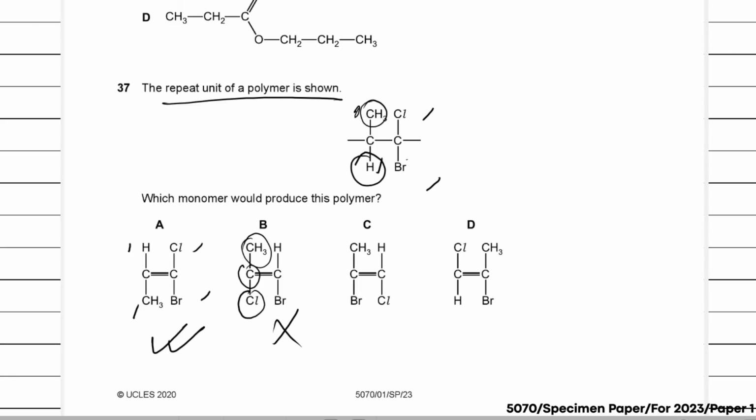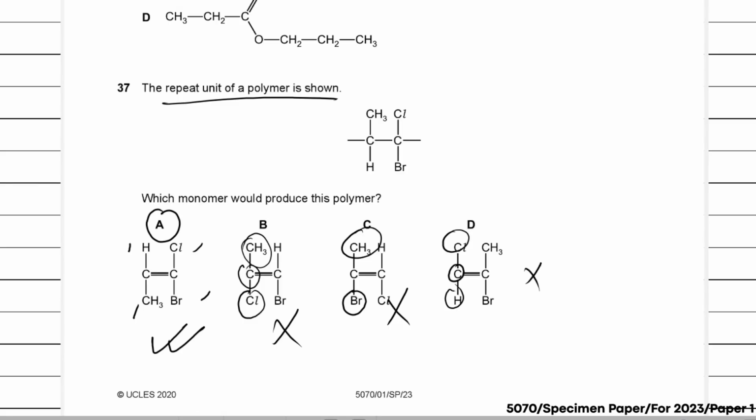For the following one, we've got a bromine group and we've got a bromine group, but we have a chlorine here, but we've got a carbon group over here. So this is also not the answer. Moving on, we've got a carbon and we've got hydrogen, but over here we have got a carbon group, but we have a chlorine group. This is definitely not the answer. So our only answer is A.